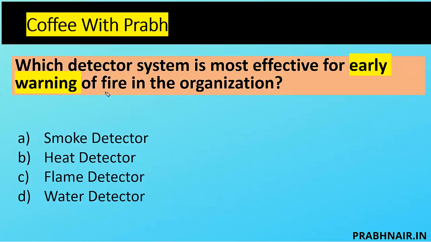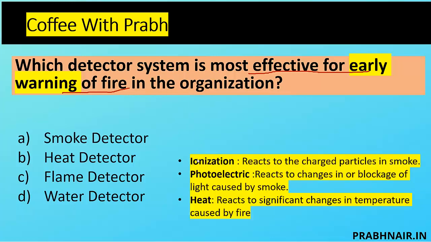Okay, so which detector system is most effective for early warning of fire in the organization? Smoke detector, heat, flame, and water detector. Before answering this, we have some functions. We have different types of smoke detectors. The ionization detector reacts to the charged particles in smoke.